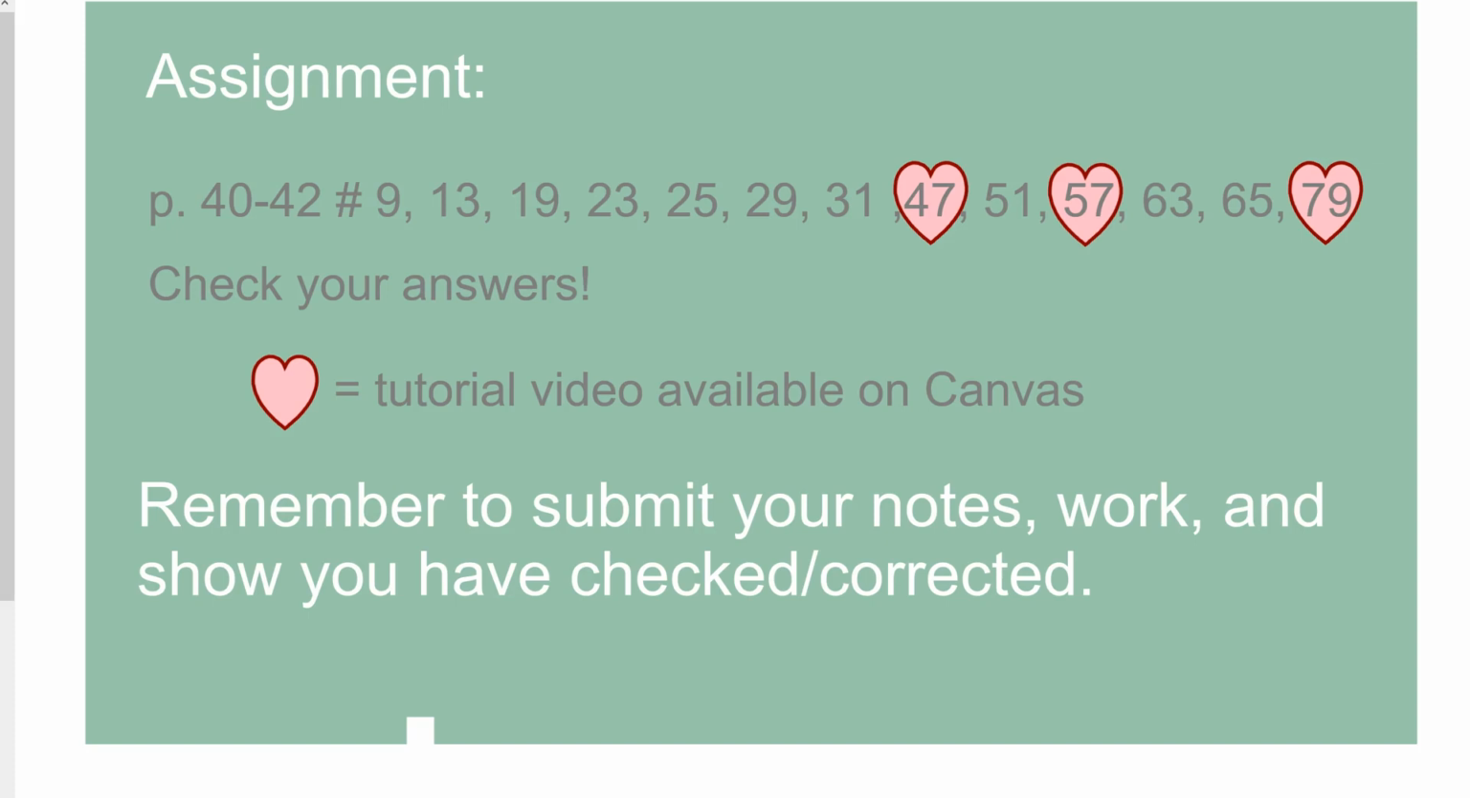And remember, when you're done, you're going to submit your notes, work, and show that you have checked and corrected your work. And if you finish the assignment and you have no questions and you're ready to submit it anytime today, go for it. And if you need to ask questions next time before you submit it, that's fine too. Just wait till you get your questions resolved. Thanks, everybody.